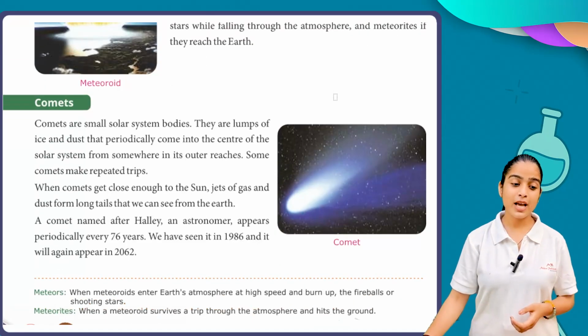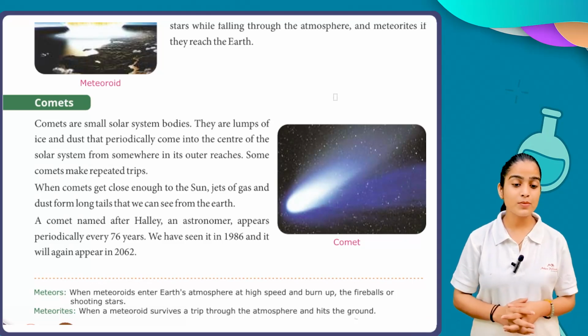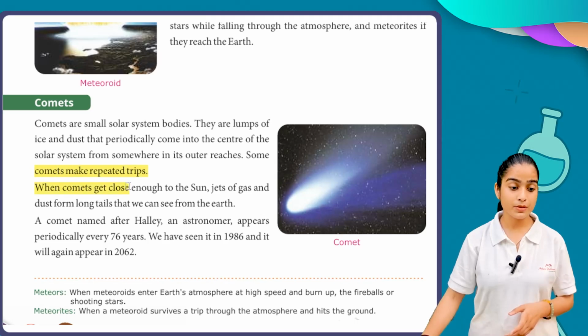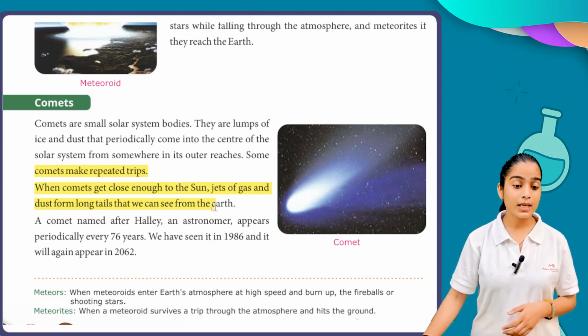Now in the last we have comets. Comets are small solar system bodies. They are lumps of ice and dust that periodically come into the center of the solar system from somewhere in its outer reaches. Some comets make repeated trips. When comets get close enough to the sun, jets of gas and dust form long tails that we can see from the Earth.